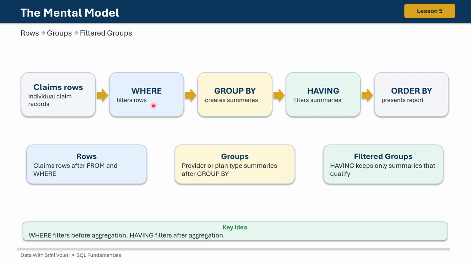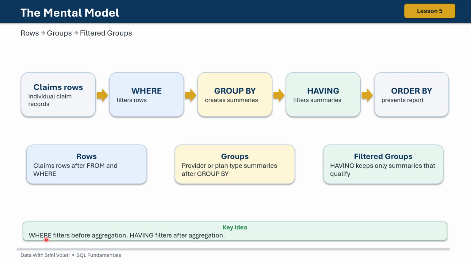This slide gives us the complete mental model. We start with individual rows in the claims table. Each row represents one claim in this database. First, WHERE filters the rows that are allowed to participate in the report. For example, WHERE can keep only claims from 2025. Next, GROUP BY creates provider summaries. Instead of seeing every claim row, we now have one row per provider.